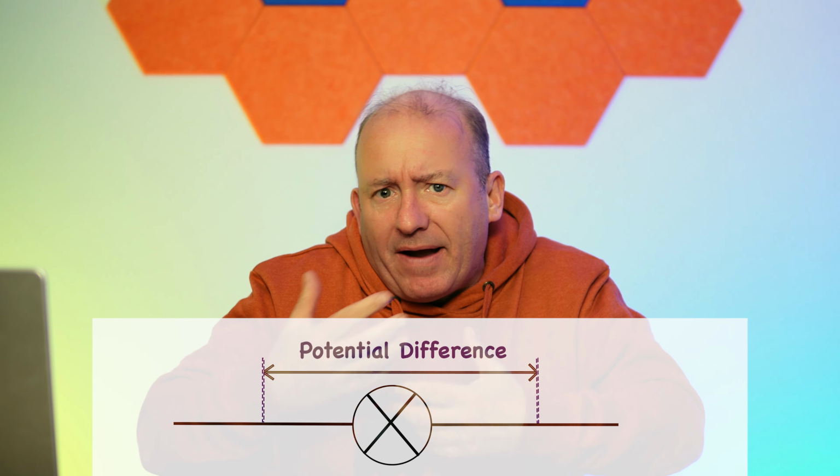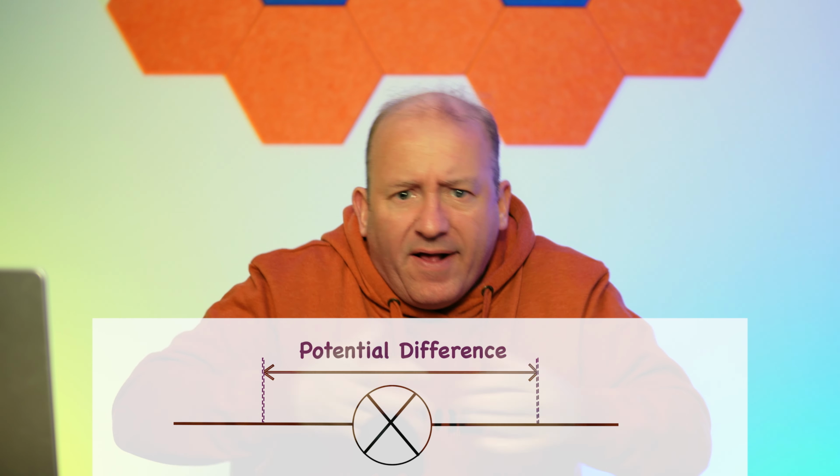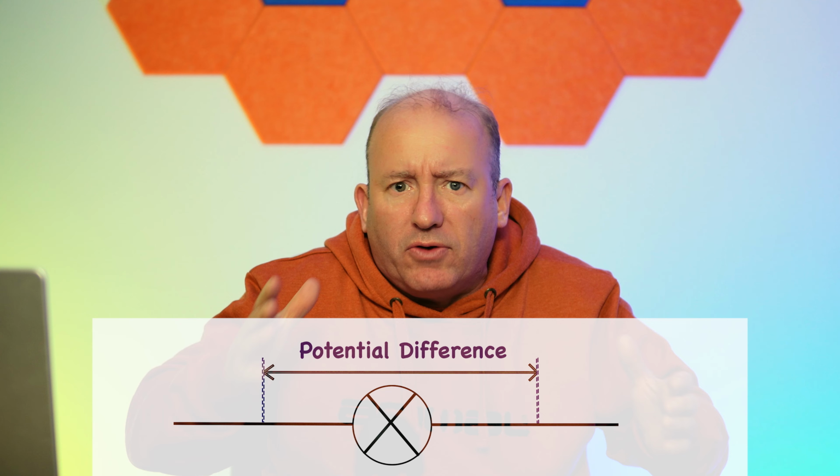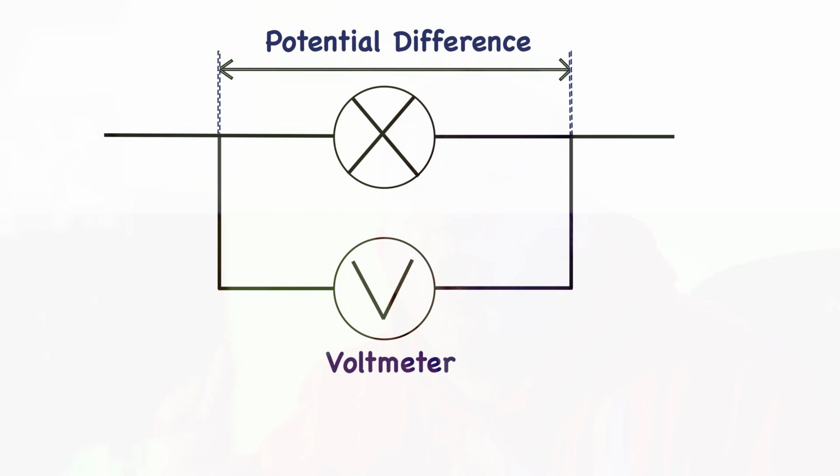The potential difference is measured between 2 points. It's the amount of work done on or work done by each charge as it goes between those 2 points. That is why voltmeters must be connected in parallel.